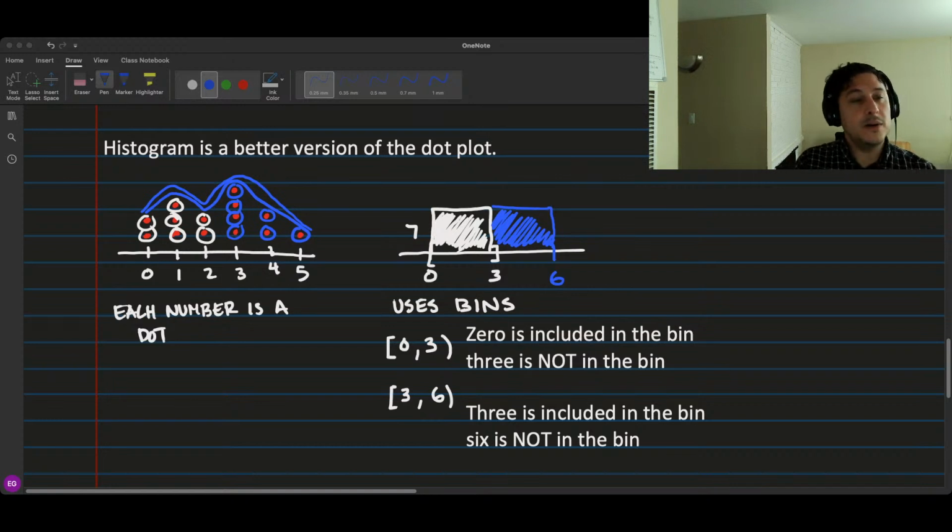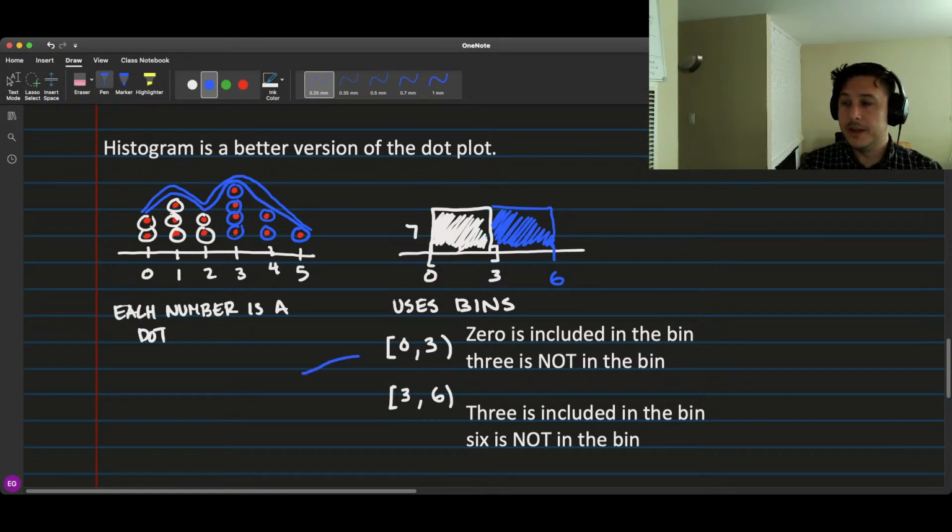Yeah, so what you do is you shovel them all into a bin. So the example I gave was one of our bins will count all the numbers from 0 to 3. Another bin will count all the numbers from 3 to 6. Okay, so how many numbers were between 0 and 3? Apparently 7. How many numbers were between 3 and 6? Also 7, because the bins were the same height.